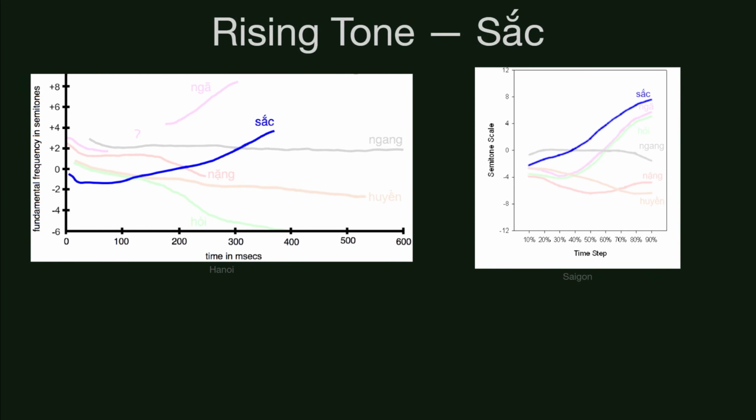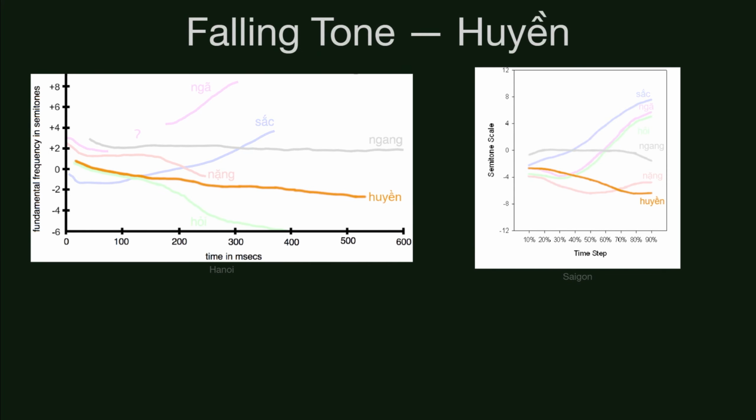The next tone we have is the rising tone, which the Vietnamese call sac. This one's pretty self-explanatory, you just want to steadily increase pitch. And as an example, we have the word qua. The next tone is the falling tone, which the Vietnamese call huyen. Now, as far as pitch is concerned, this tone's pretty simple. You basically just want to steadily decrease pitch as you go along. But there's another special thing about this tone, which I know is true in Saigon, but I'm not sure about other dialects. And that is that this tone is supposed to be glottalized.